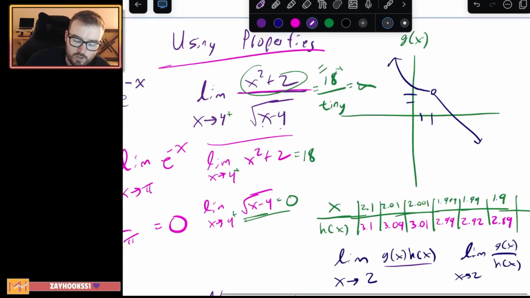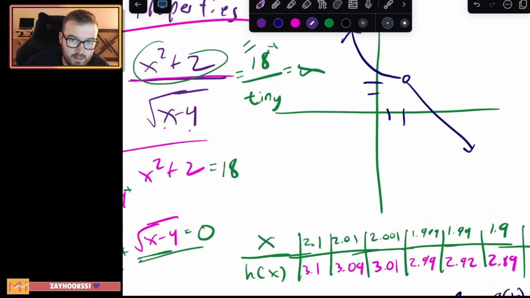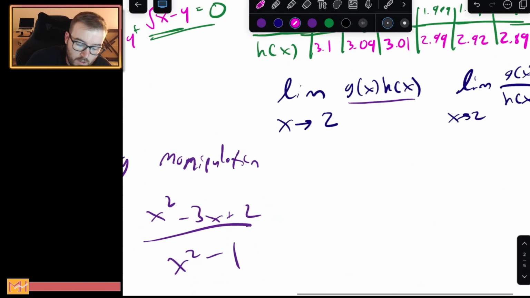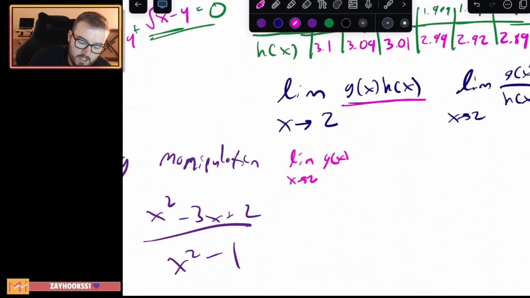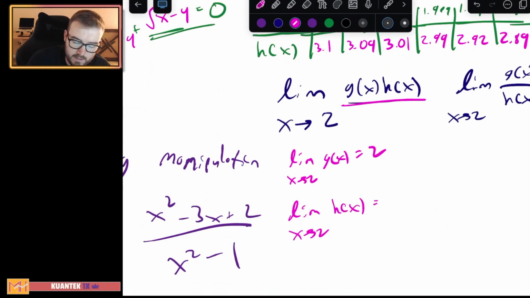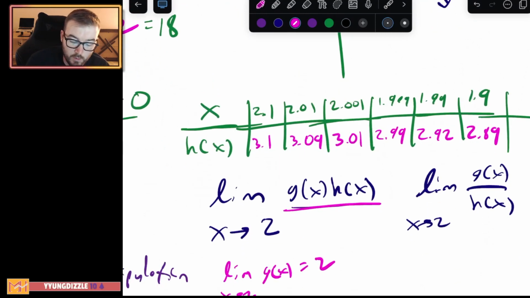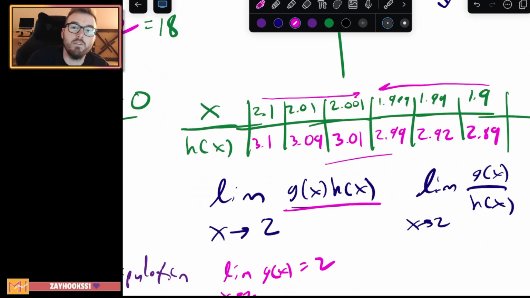Interesting. So what is the limit of g as x approaches 2? It appears to be 2. Does it equal 2? No, but the limit is 2. So think about breaking this up into chunks. We know the limit as x approaches 2 of g of x equals 2. What's the limit as x approaches 2 of h of x? Well, as x approaches 2, we get closer and closer to 2, closer and closer to 2, it looks like h is headed towards 3.